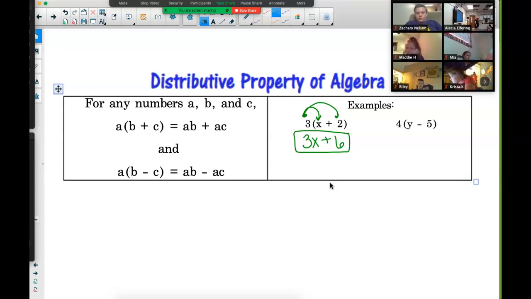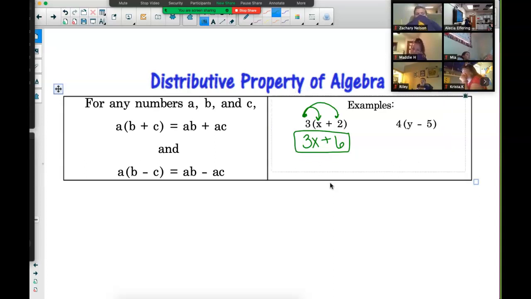Done. Okay, now the reason we do this is because parentheses in algebra kind of get in the way. We don't like them very much. We want to be able to get rid of them. The distributive property let me get rid of the parentheses. So I went from a problem where I had parentheses to now I don't have them.